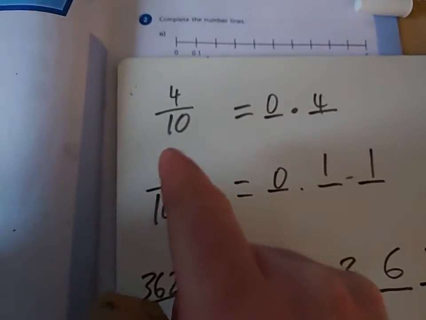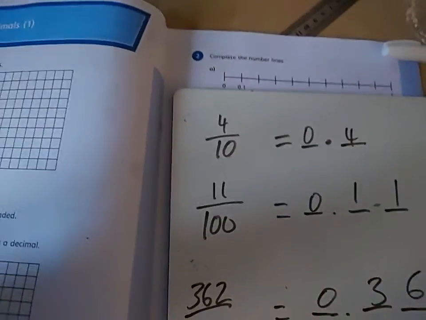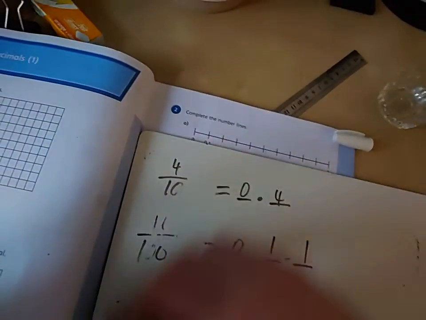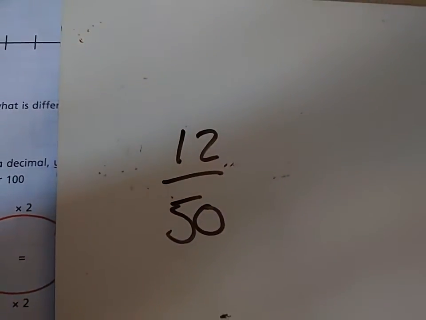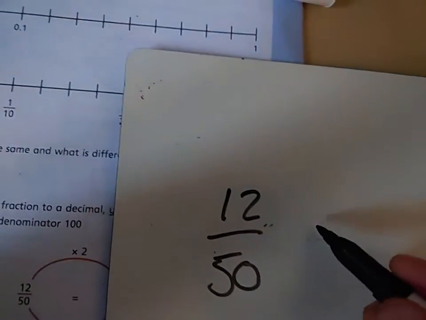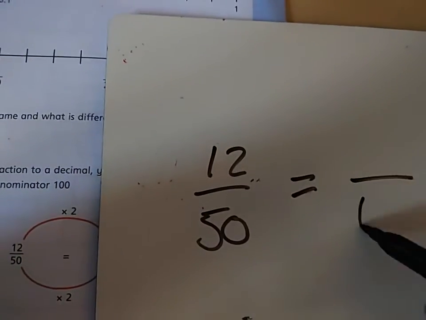So, with that in mind, when you get asked a question which is turn this fraction into a decimal, and it's not out of 10, or 100, or 1,000, can you easily change the fraction so that it is out of 10, out of 100, or out of 1,000? For example, I'm looking at question 3 here. Question 3 says, well, what about 12 out of 50?